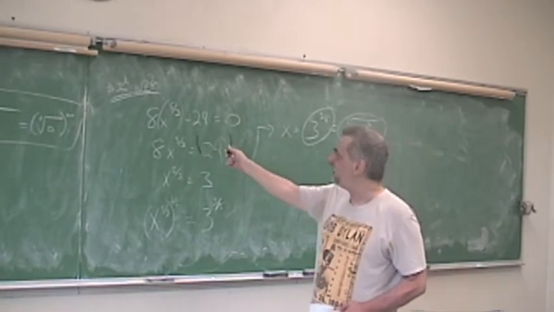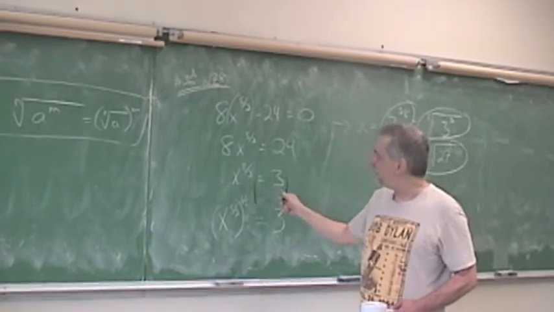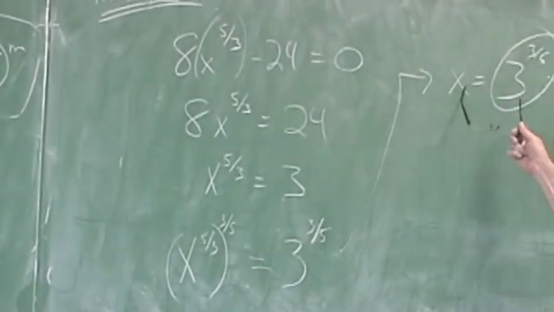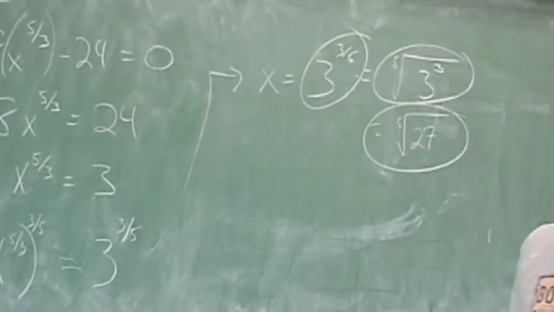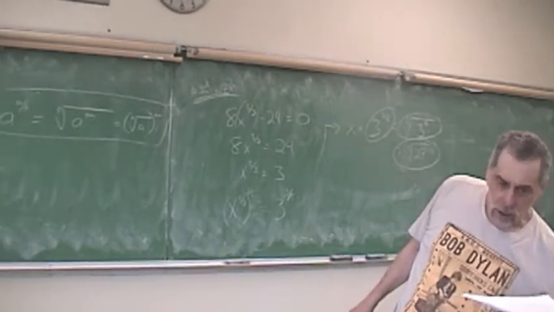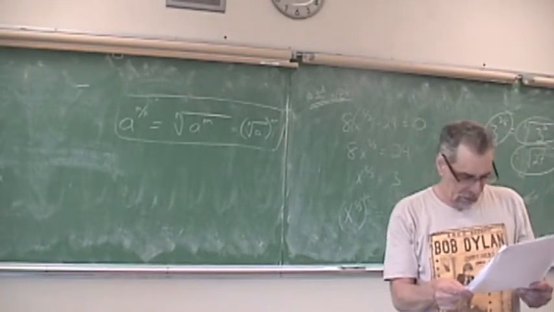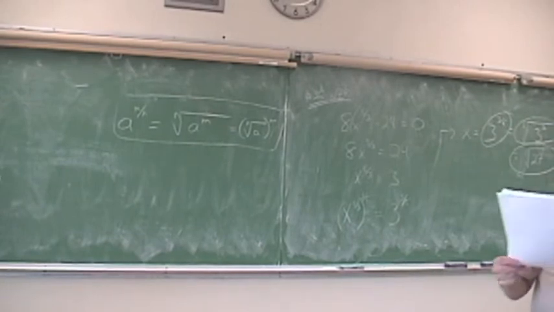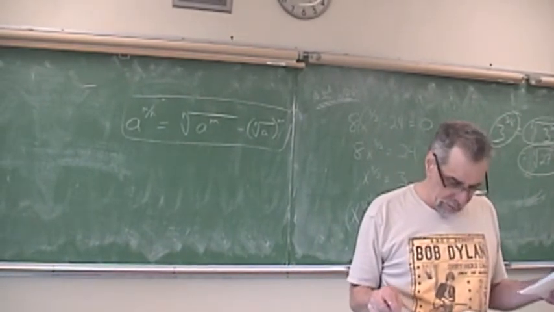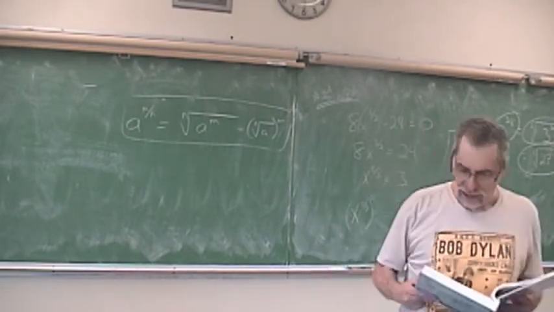All right, so we isolate the term with the fractional exponent in it. Then we raise that side to the reciprocal of the fraction to get x to the first. And then we manipulate the other side to get our answer. All right, one last thing here. Actually, a couple. Let's look at number 42 on page 179.